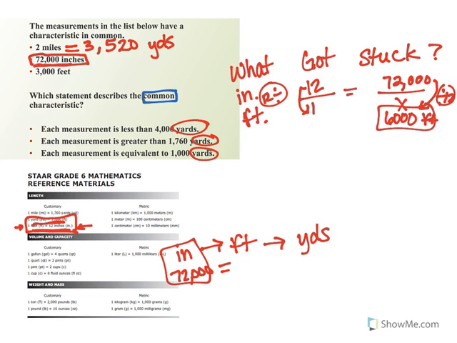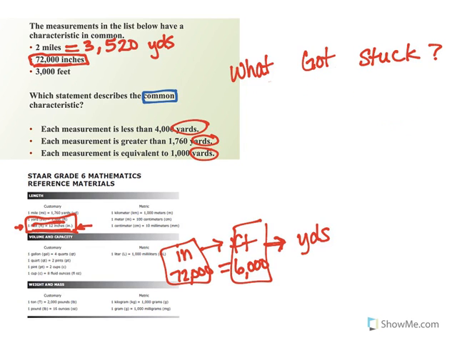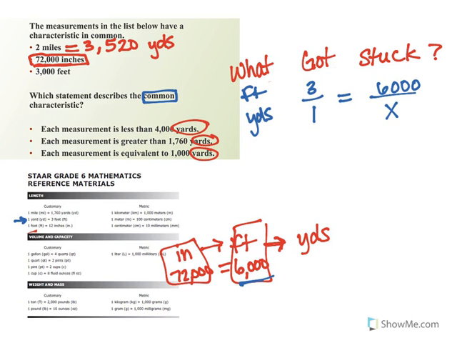feet. Just like my other problem, I like to keep my stuff organized. So I know that it's 6,000 feet. Now I've got to turn my feet into yards. Let me erase this right here. I'm comparing feet to yards. What information do I have? What did they give me about feet and yards? Well, it tells me that 3 feet is equivalent to 1 yard, but I don't have 3 feet. I have 6,000 feet. I want to know how many yards that is.